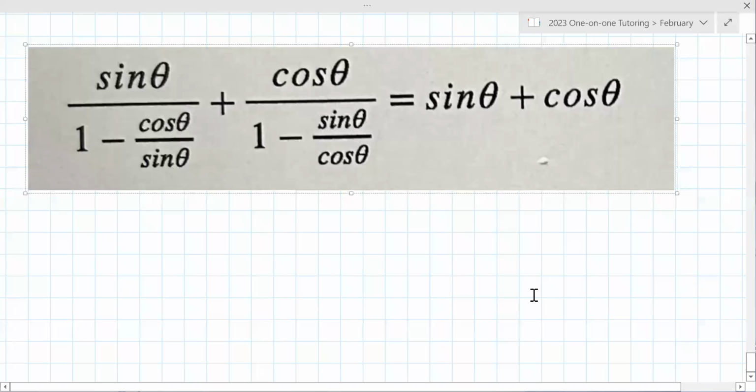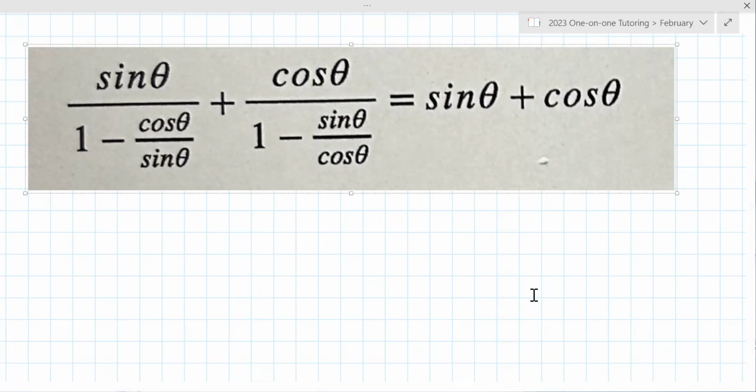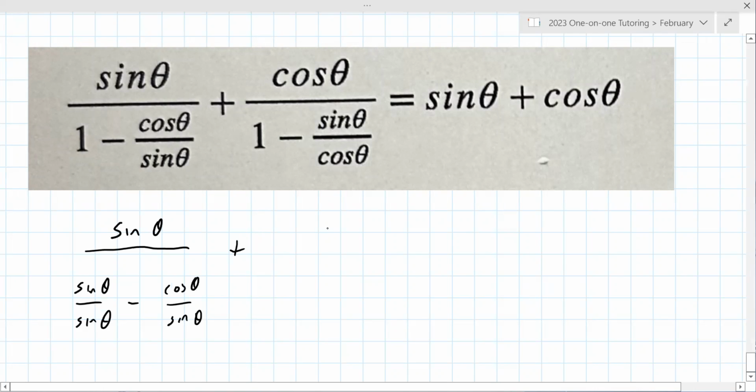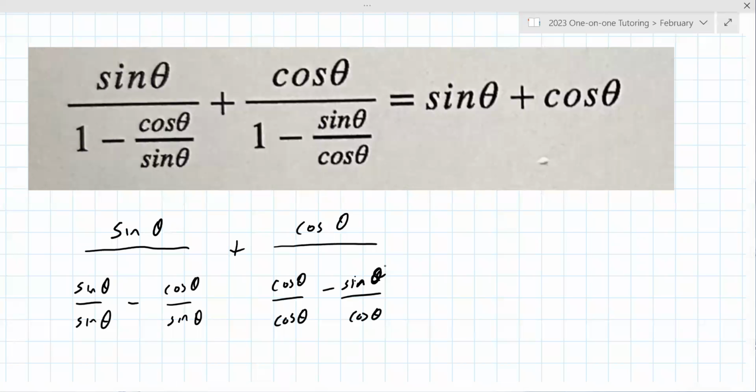So we're obviously going to work on the left side here. We're going to make a common denominator right away. So instead of the 1, it's going to be sine theta over sine theta, cosine theta over sine theta. Instead of the 1, it's going to be cosine theta over cosine theta, sine theta over cosine theta. We did this in an earlier problem or a couple earlier problems.